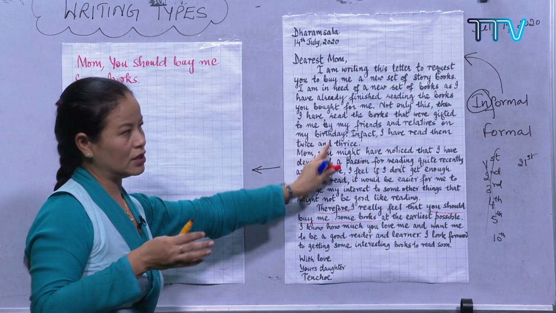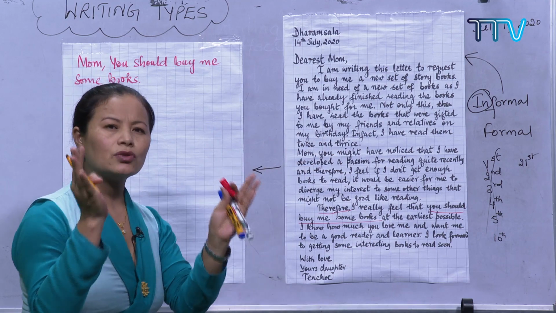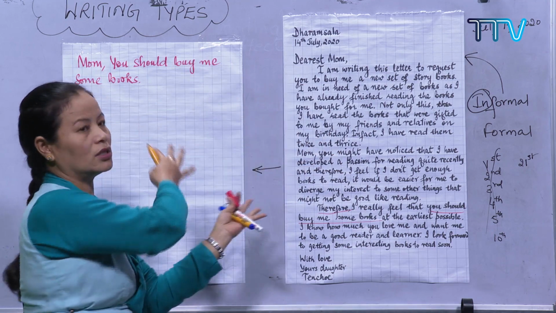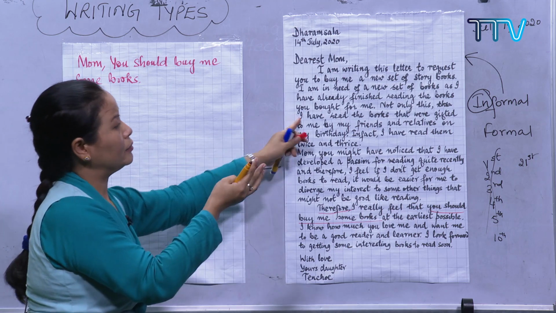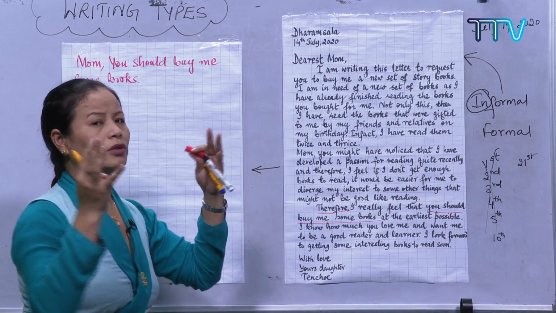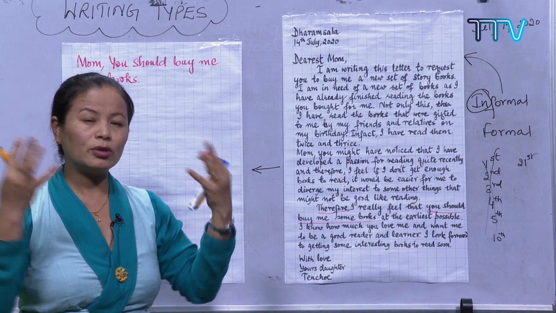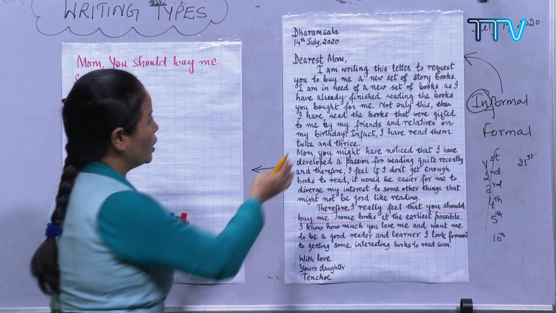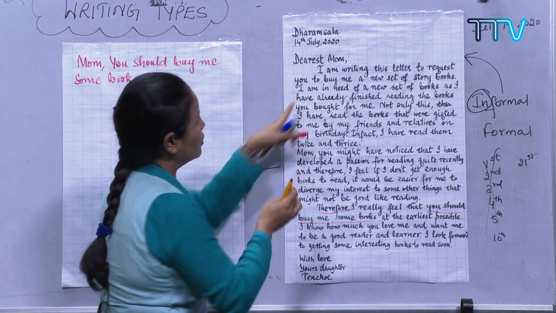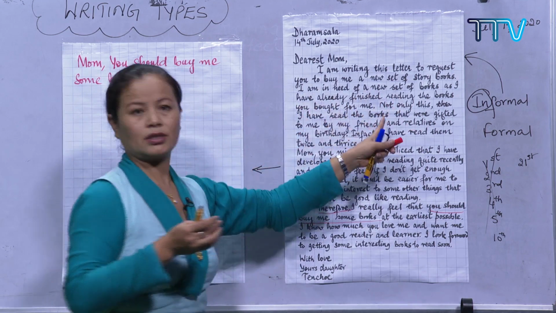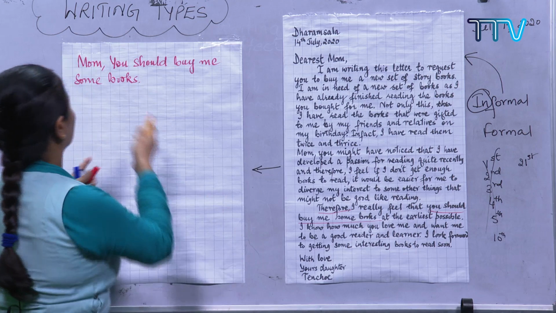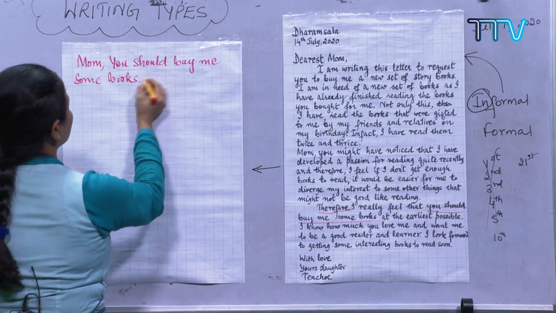This is a persuasive letter. I'm just trying to help you see how this can be turned into an argumentative piece, because this way I think you will be able to understand in a better way. So your reasons are why you need the books. See, you have already finished reading the books. Okay, you should buy me some books.